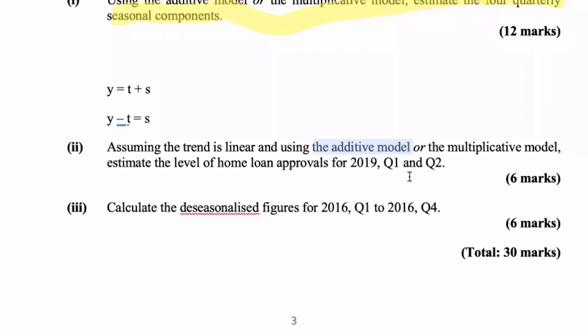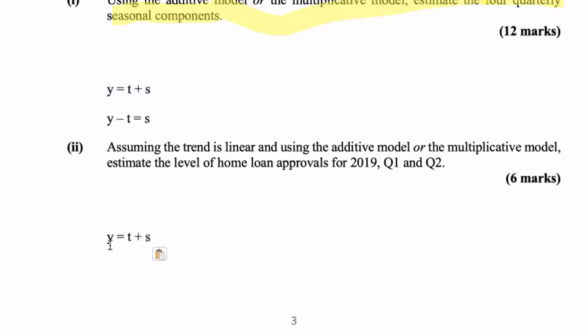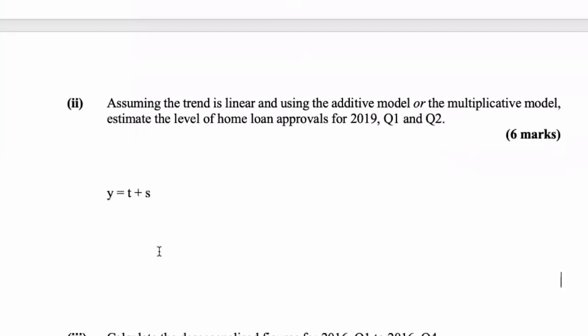Okay, so in this example, what we need to do is we're going to take this equation again. Okay, and we're going to use these as estimates. So the estimate of Y is equal to the trend estimate plus the seasonal component that we're going to estimate. Okay, here's a formula you need to know.